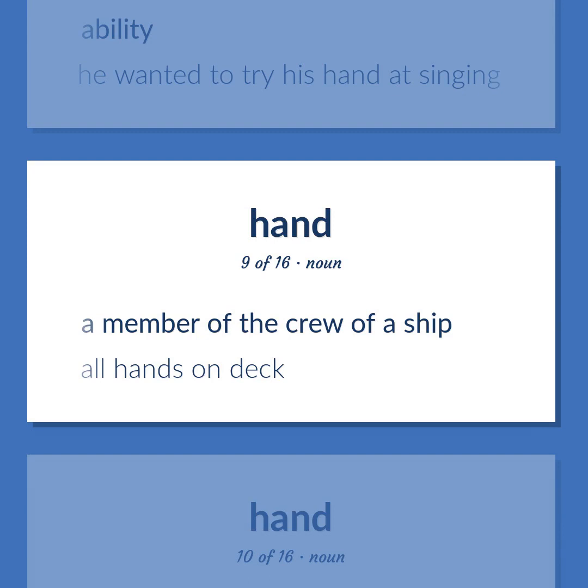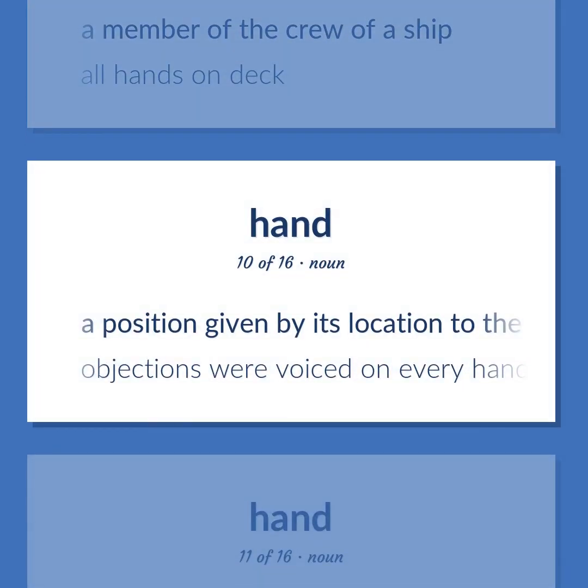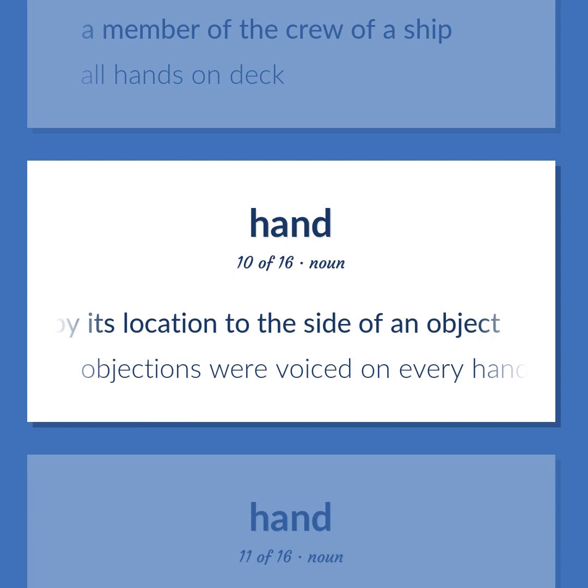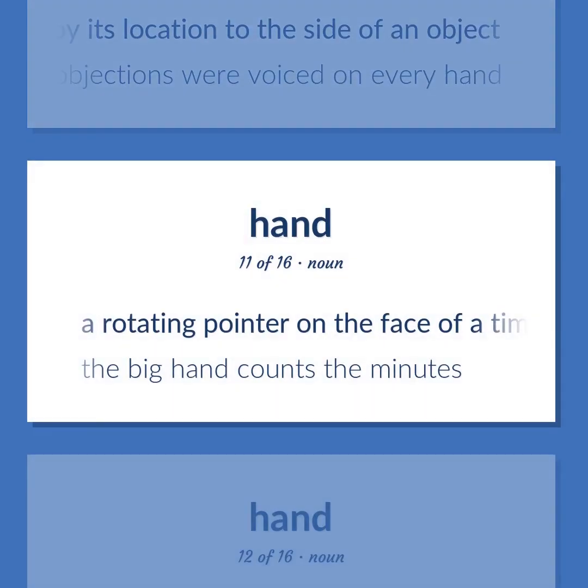A member of the crew of a ship. All hands on deck. A position given by its location to the side of an object. Objections were voiced on every hand. A rotating pointer on the face of a timepiece. The big hand counts the minutes.